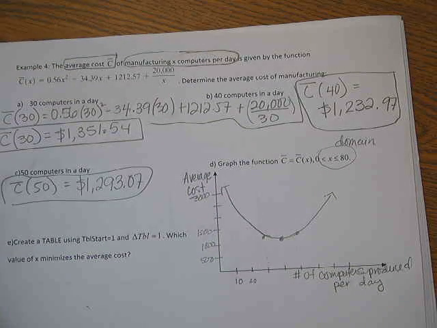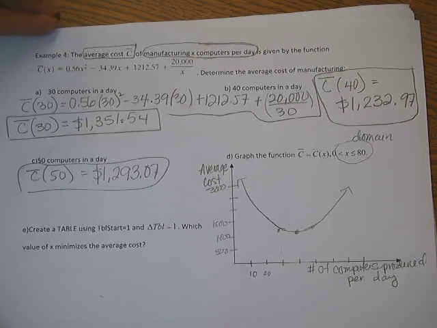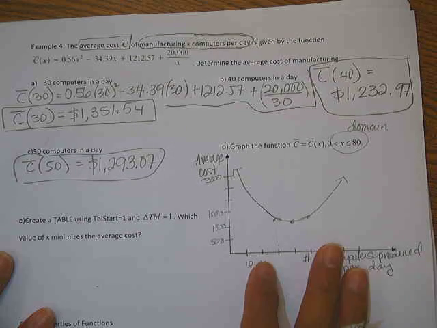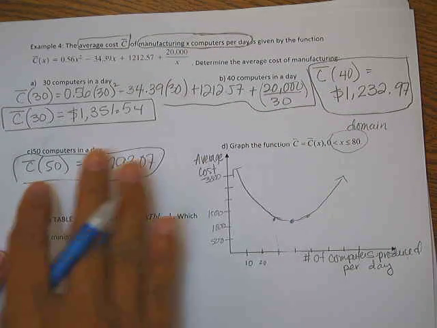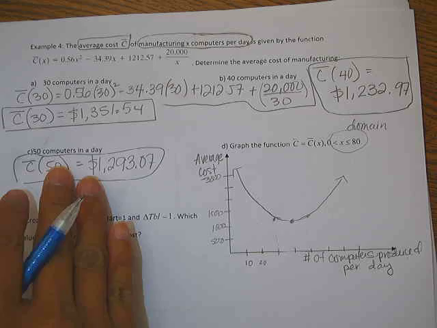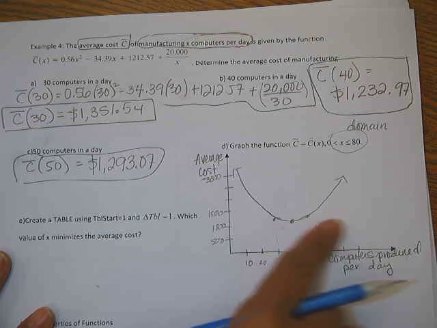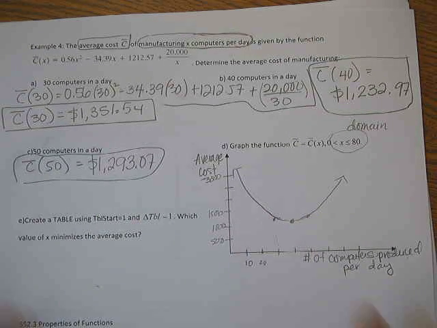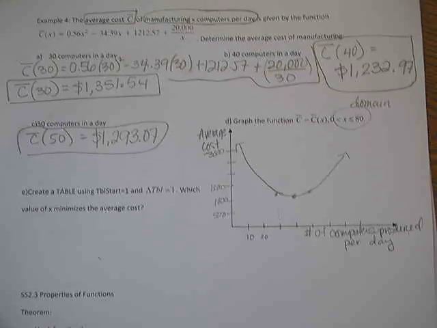Okie dokie. Okay, so we got the graph. Are you still wondering why producing more computers makes the cost go back up? Let's talk about E, and then we can answer the question.